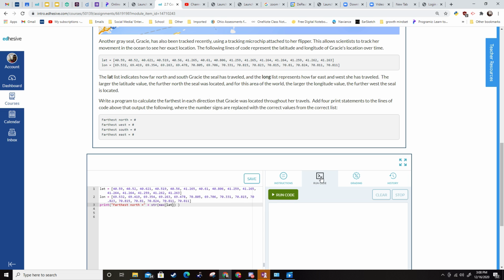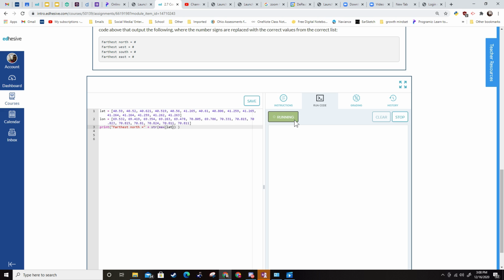So let's look at this. If we run the code now, it gives me the farthest north value is 41.265. Now, just as a general thing, we know that we don't want these to get squished up, so I'm going to add a little space here just so that it's there, okay? Because you see that they gave you a space here, and before, I didn't notice that. But now I do. So 41.265, that is the largest number that we see up here for this.